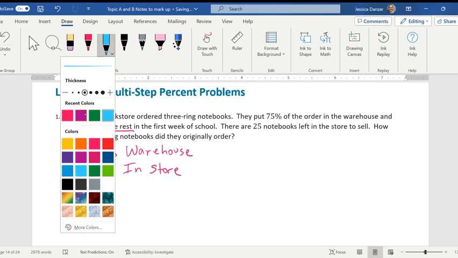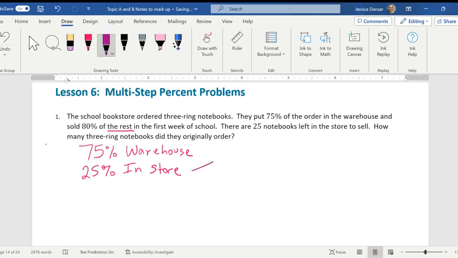Now, to accommodate for that 80%, we need to branch off and write 80% were sold in the first week. Let's finish this last sentence here. There are 25 notebooks left in the store to sell. How many 3-ring notebooks did they originally order? So if this is 80%, we would have to have a 20% left on the shelf. So let's call those leftovers.